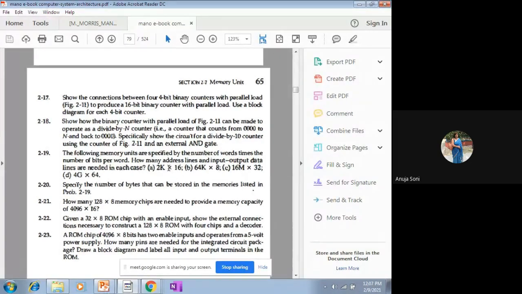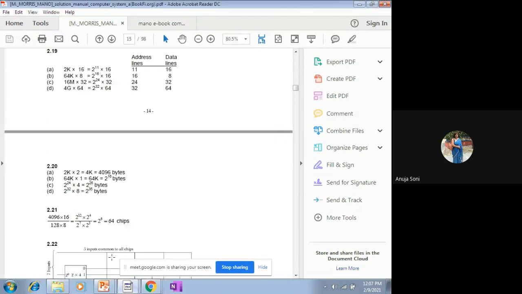So 2k, how many bytes will be there? K is always 1024 bytes. 2k into 2 will be 4k bytes. K will be 1024, so 1024 into 4 will be 4096 bytes. Right? So memory size is basically represented in terms of bytes.